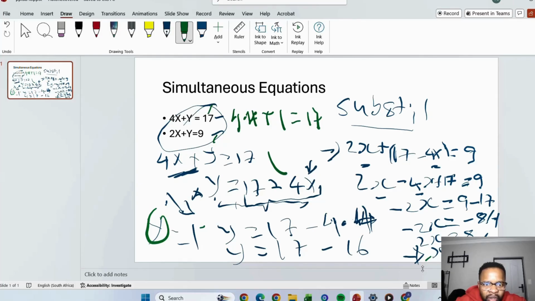Let's go to the second equation. 2 times x, which is 4, right, plus y, which is 1. So these must be equal to 9. 2 times 4 is 8, plus 1 is 9. So definitely our answer is correct. So we can move forward knowing that our answer is actually correct. So that's how you do a proof for your simultaneous equation after you have resolved the value of x as well as the value of y.